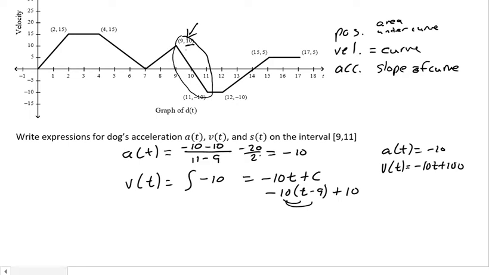Now, we also have to do our position function, which is going to be the integral from 9 to t of the velocity function, which is negative 10t plus 100 dt, of course.